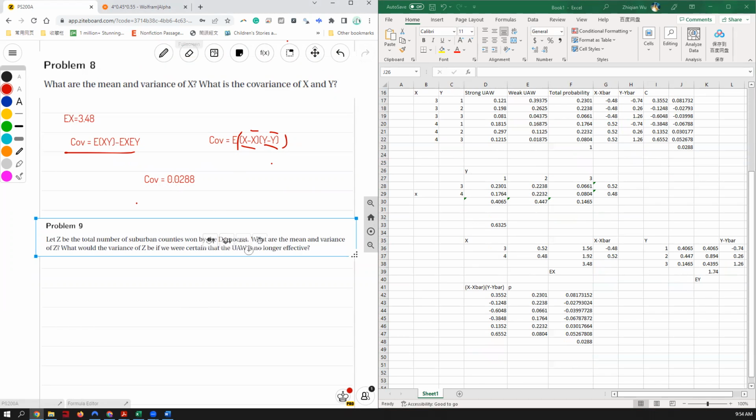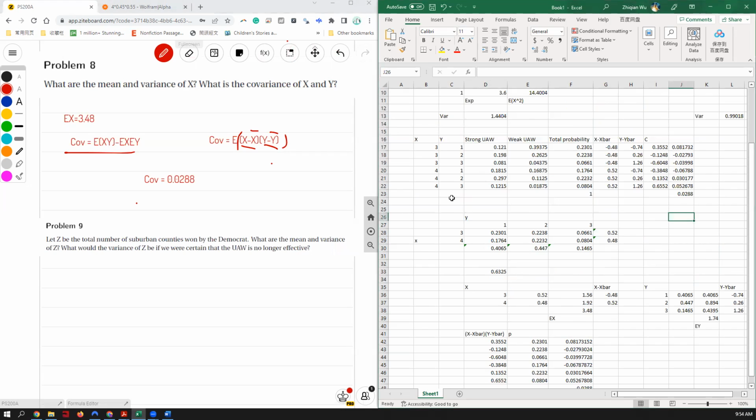Let Z be the total number of suburban counties won by the Democrats. So now Z is basically the value of X plus Y, right? What are the mean and variance of Z? What would the variance of Z be if we were certain that UAW is no longer effective? Okay, so what can we do manipulating these things? Well, we kind of already did that, right? Because I just need to add up a Z column, and Z is simply X plus Y, right? So this column plus this column.